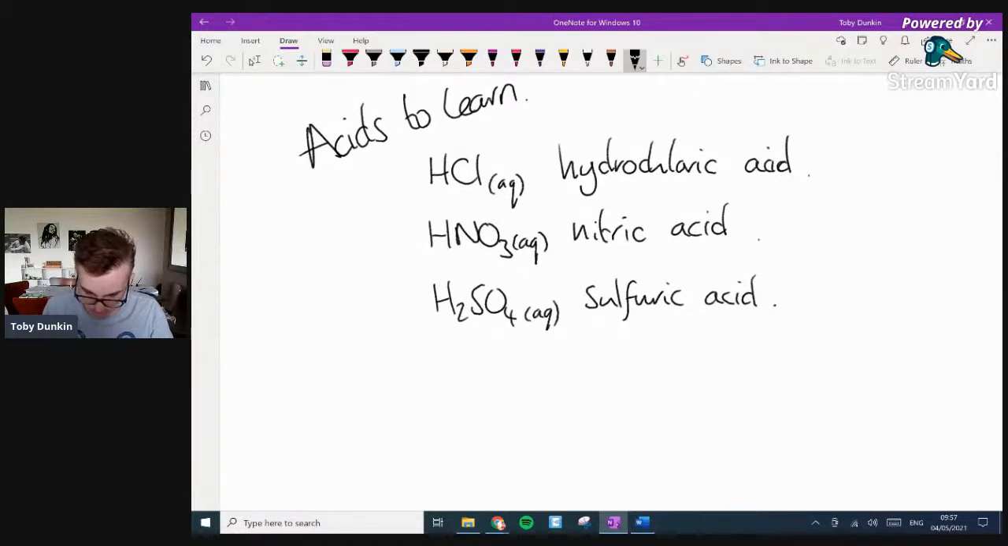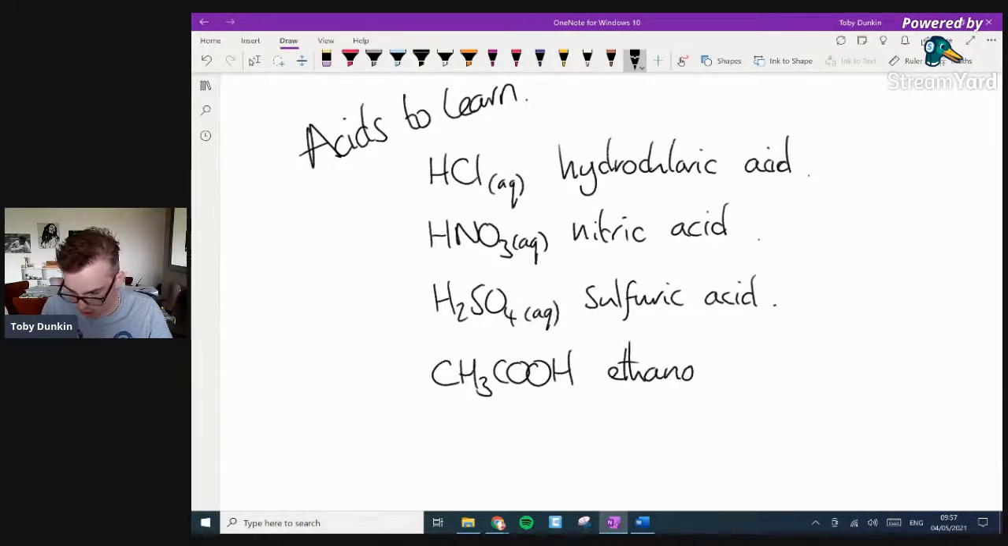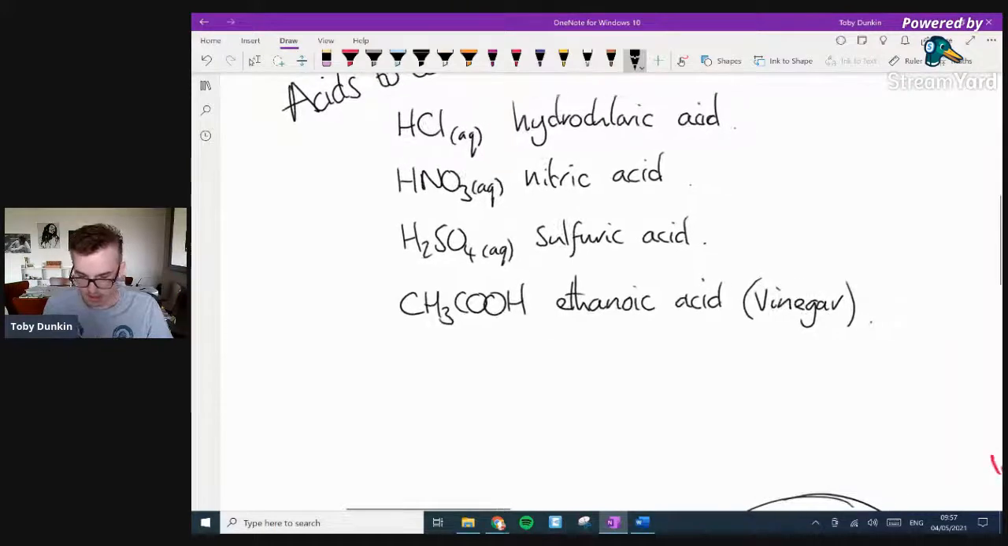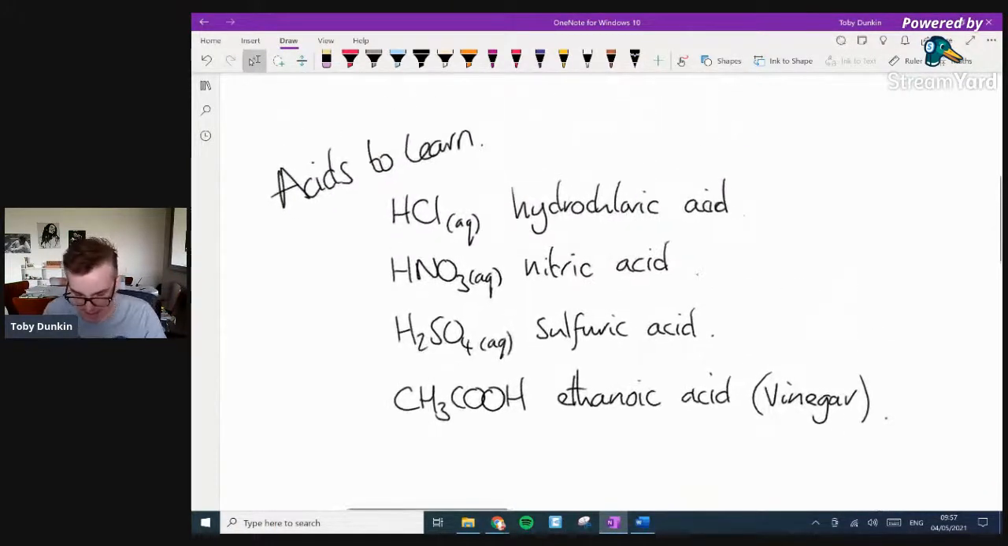Next one, this one's an important one. Ethanoic acid, and what a weird formula that is. Ethanoic acid, commonly known as vinegar. Isn't that cool? There we go. These are acids to know.